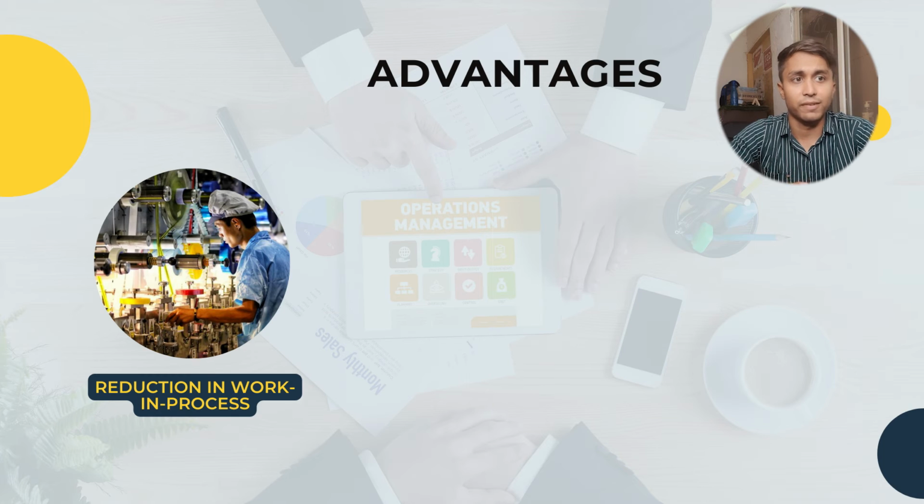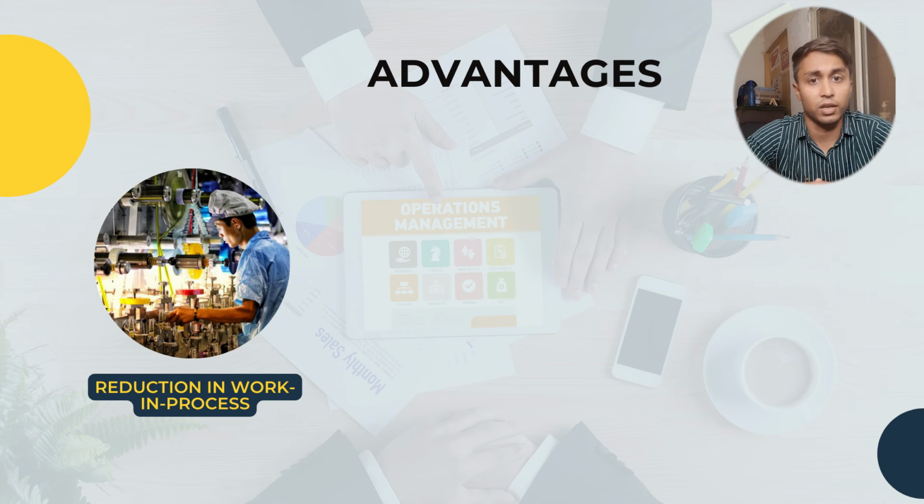After the limitations, we will have a look at the advantages. The first advantage of MRP is a reduction in work in progress. Work in progress is one of the biggest problems in any production unit. If you have a proper material requirement planning, a proper plan to produce the goods, and you know which machinery it will go to first, then second, then third, this lineup will help you reduce the work in progress.